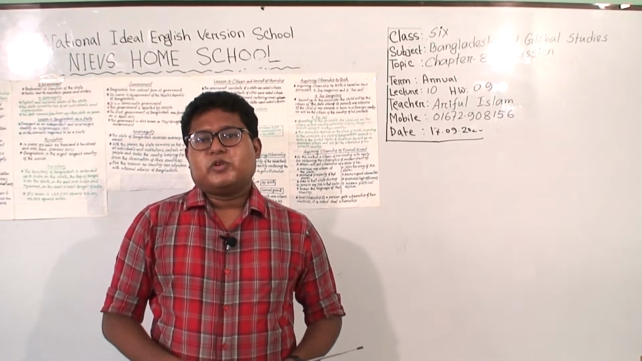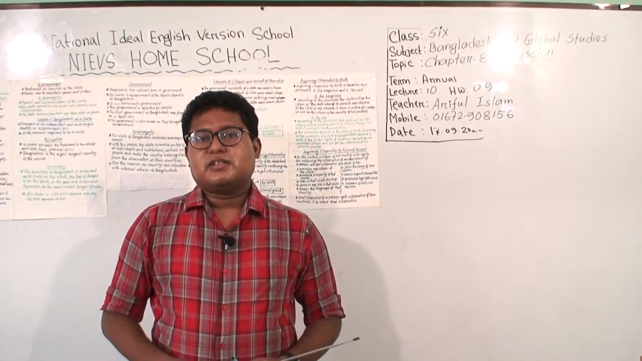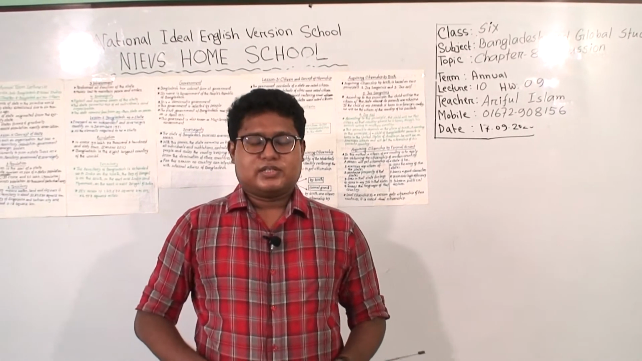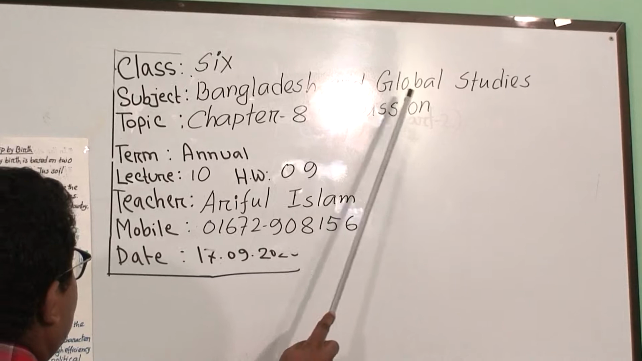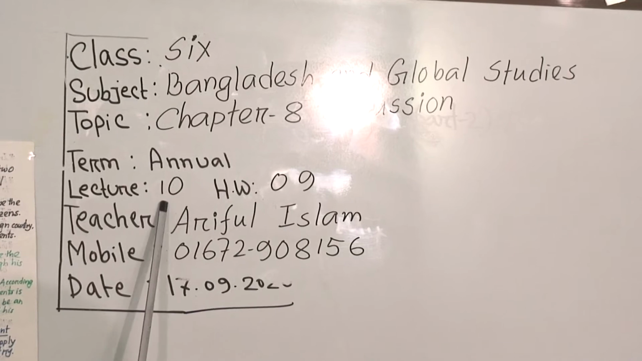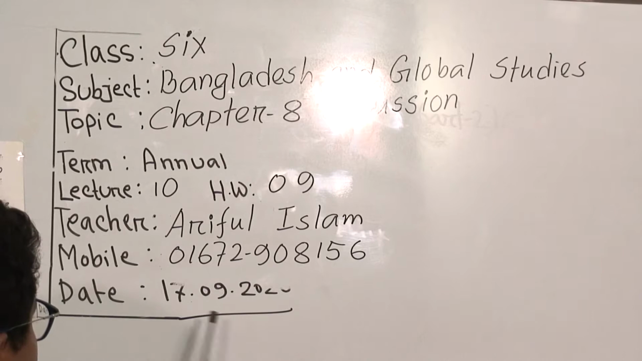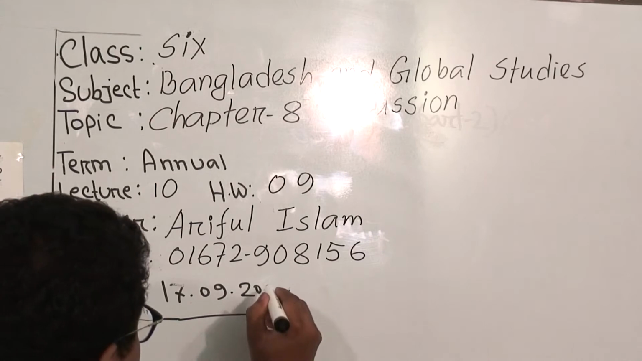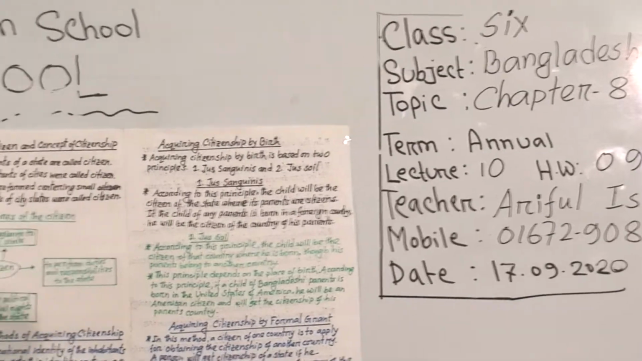Shift. Today I am going to take an English B.G.S class, or Bangladesh and Global Studies class, for class 6 students. Our today's topic, Chapter 8, all chapters discussions. Let's see our today's class 6, subject Bangladesh and Global Studies, topic Chapter 8, discussion. Term Manual, Lecture 10, SW will be 9. Teacher Ariful Islam, this is my mobile number, and this is today's date. Today's date is 17/9/2020. Okay, so let's start the class.